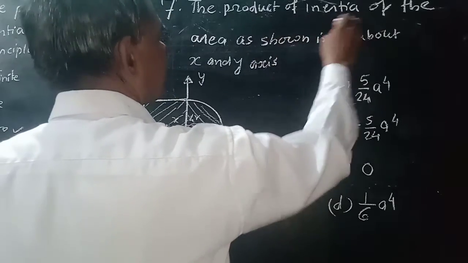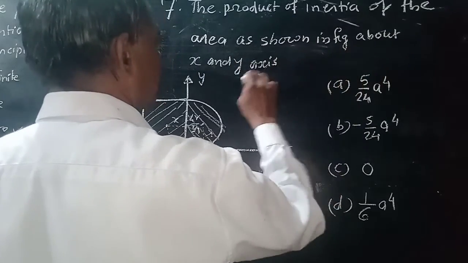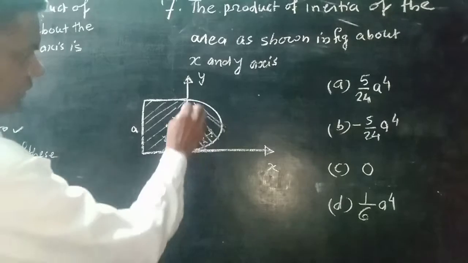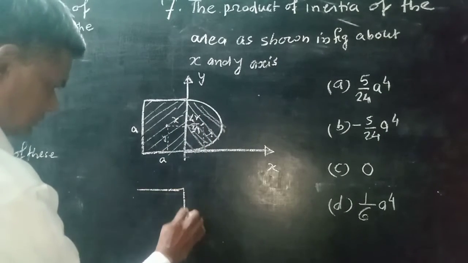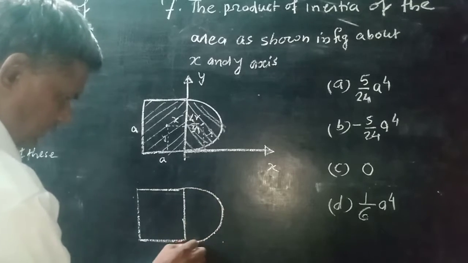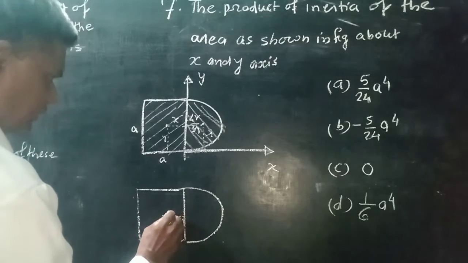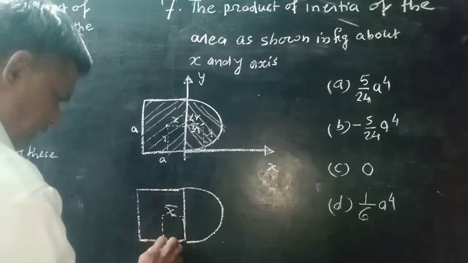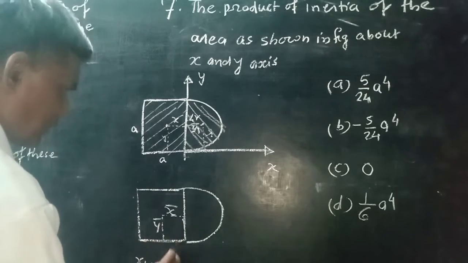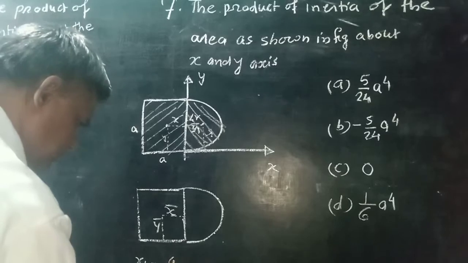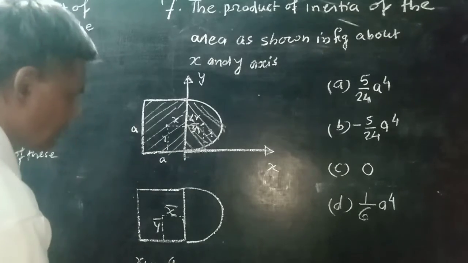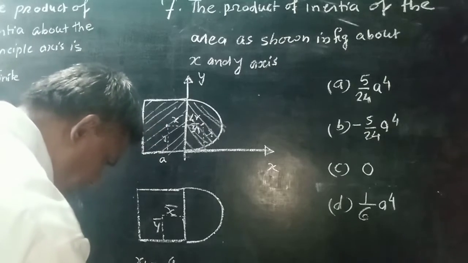The product of inertia of the area as shown in the figure about the xy axis is. So here two figures are given. This is the square section and this is the semicircular section. So this distance x bar and this distance y bar. So this is x1 bar is equal to a by 2. This is half of the distance, and y1 bar is equal to a by 2. This is a by 2.